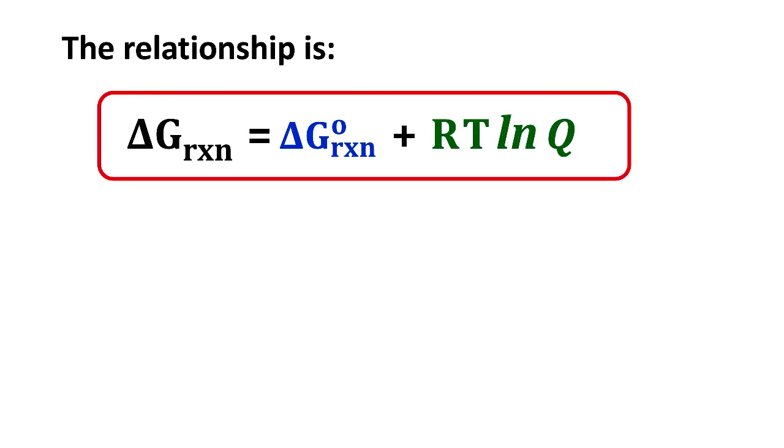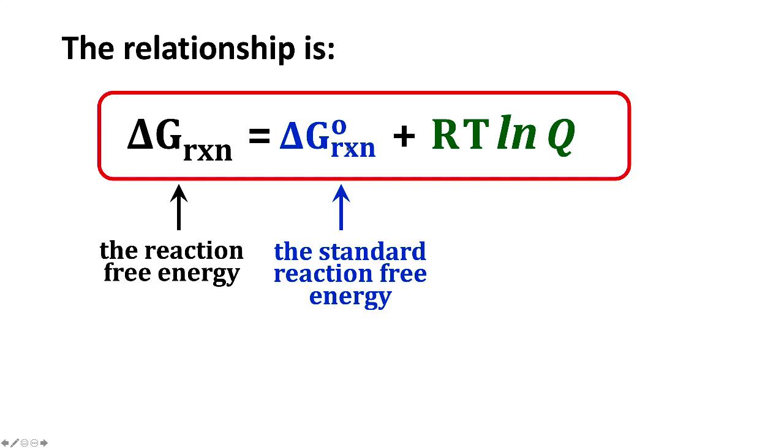Now, there's a mathematical relationship that describes this. The relationship is shown here. The delta G of reaction, note that this is not standard, there's no superscript 0, is equal to the standard delta G for the reaction plus RT ln of Q. And the delta G without the naught is our reaction free energy under whatever conditions, not necessarily standard. The delta G naught, that's our standard reaction free energy. That's what we can calculate from tables for a given reaction.